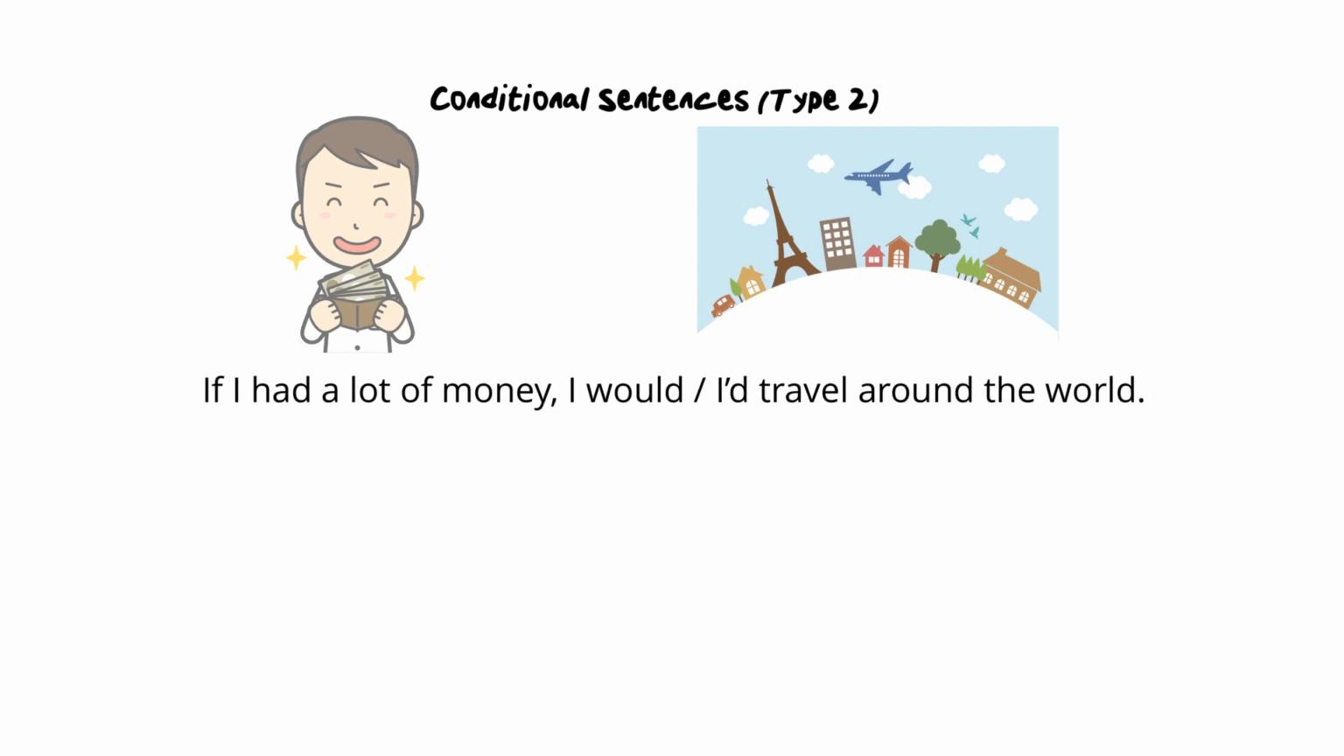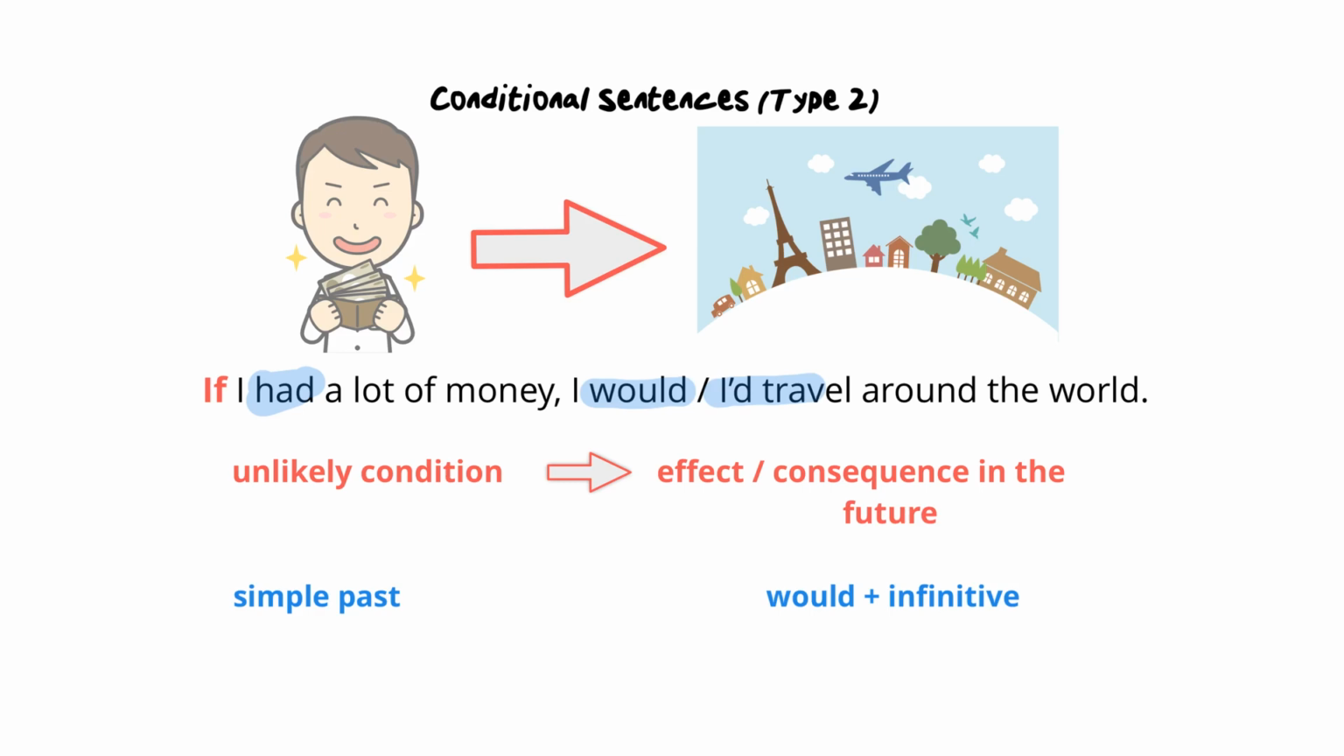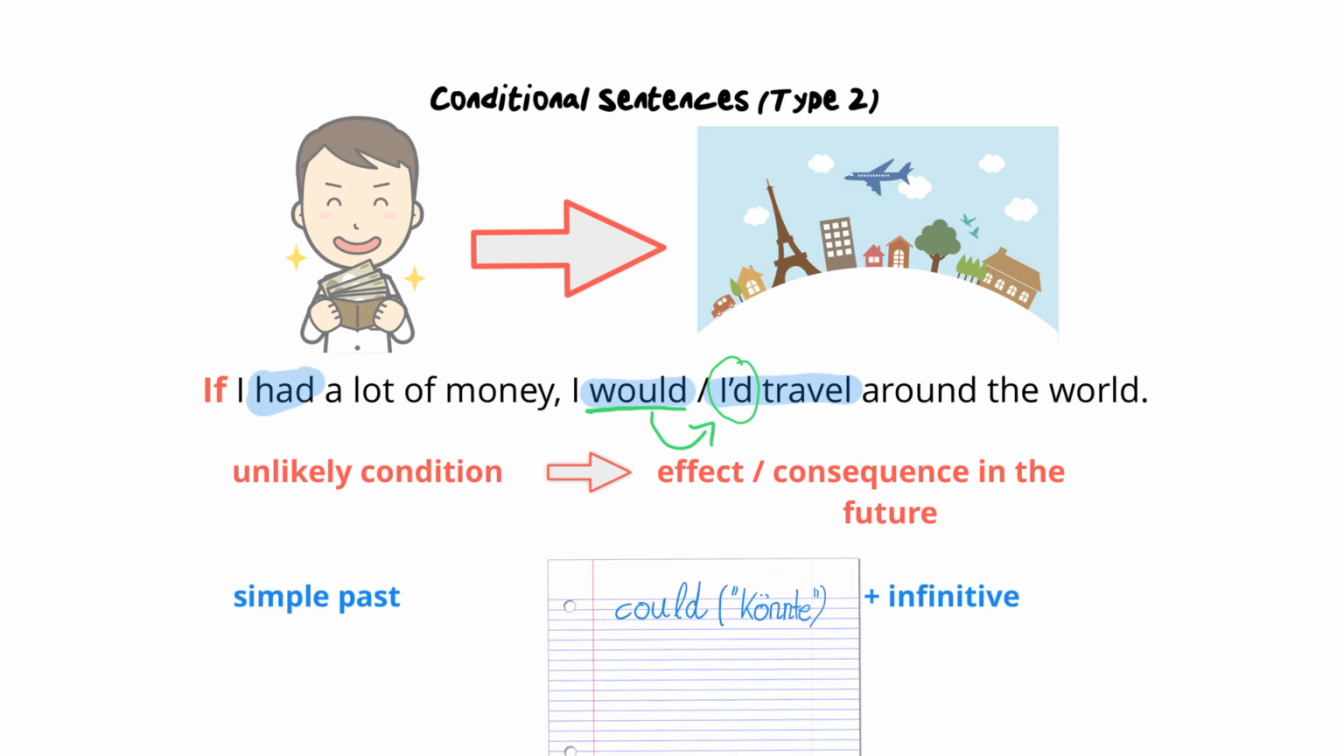As with conditional sentences of type 1, the two parts of the sentence are connected in the sense that the if clause provides the unlikely condition which has an effect or consequence in the main clause. As you can see here, we use the simple past in the if clause, whereas we use would plus infinitive in the main clause. As you can see in our example sentence, the short form of would can also be used. The main clause can also appear with could plus infinitive. The German translation would be könnte.